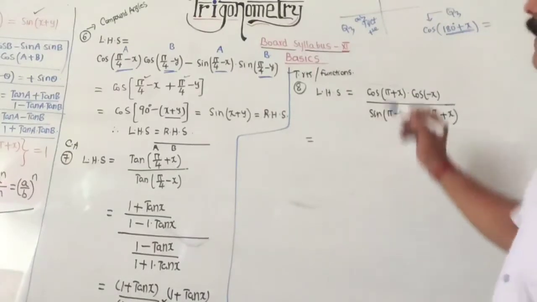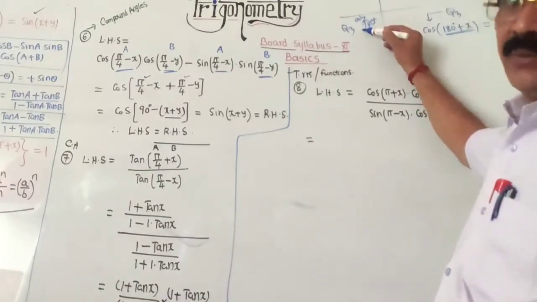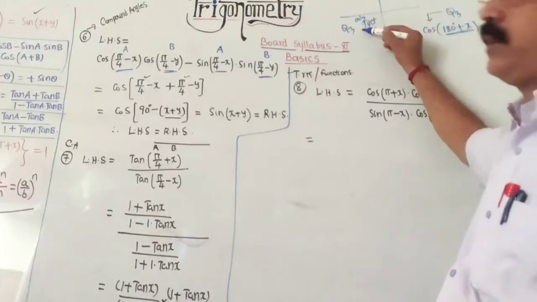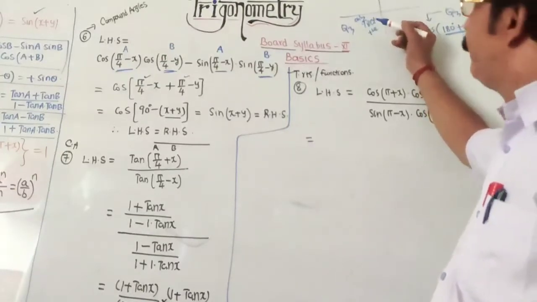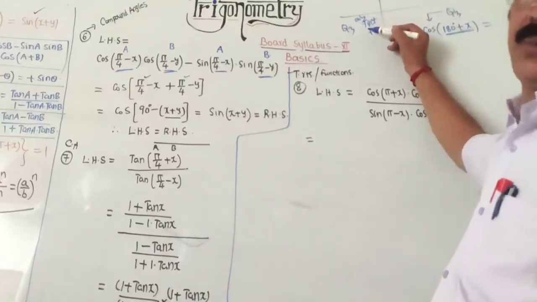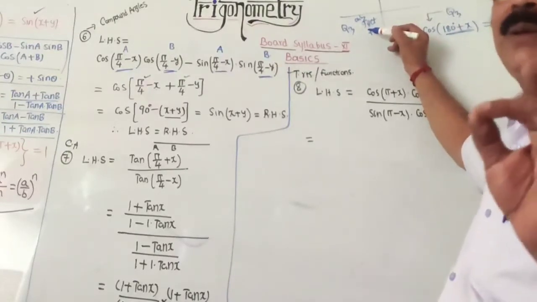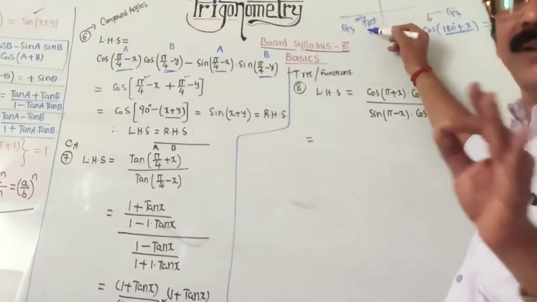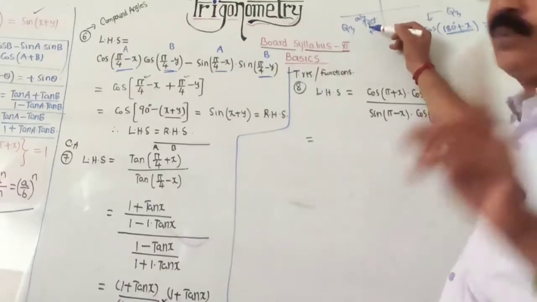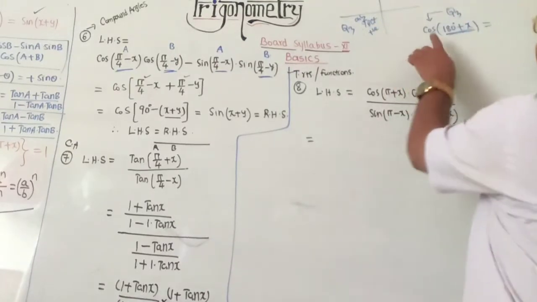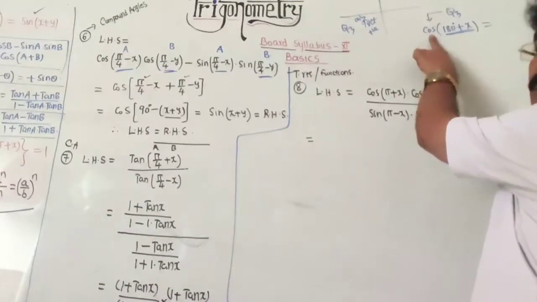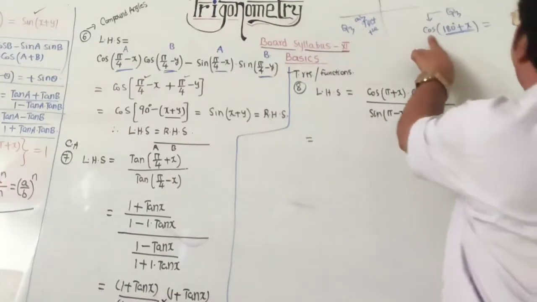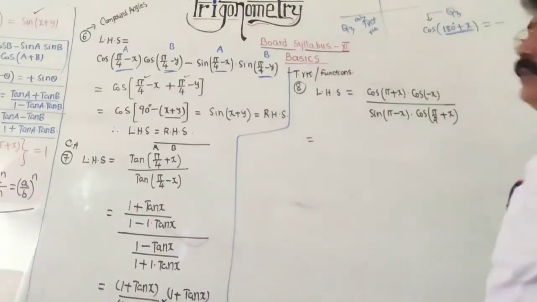Sin is negative in the third quadrant. Cos is negative in the third quadrant. Secant is negative in the third quadrant. Cosecant is negative in the third quadrant. Only tan theta and cot theta are positive in the third quadrant. Is it tan? No. Is it cot? No. It is cos. So therefore it is minus.